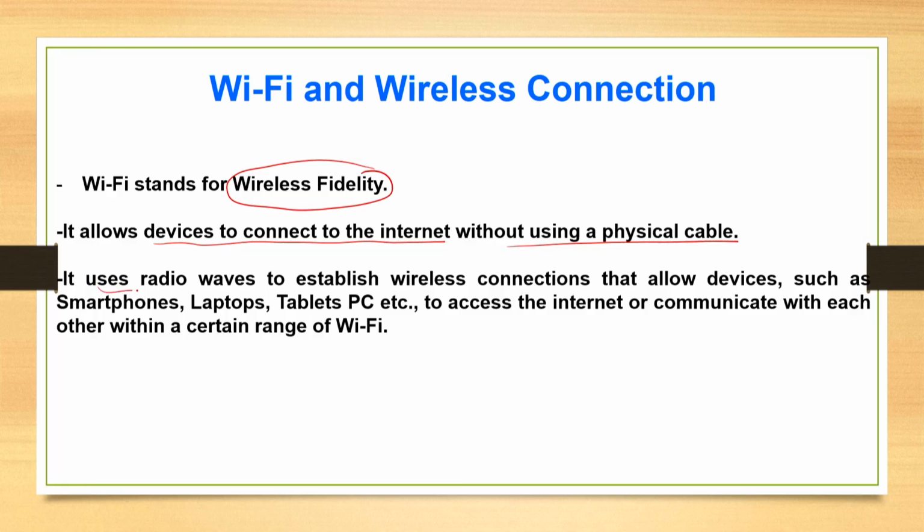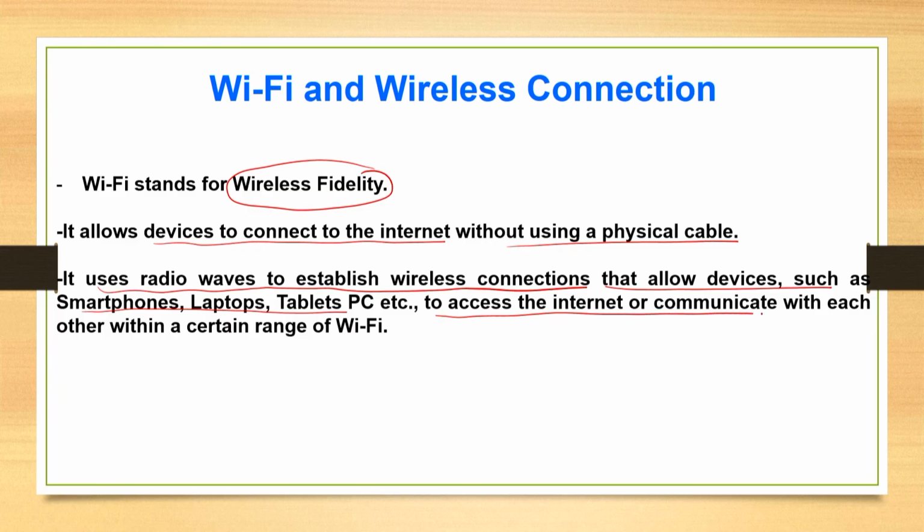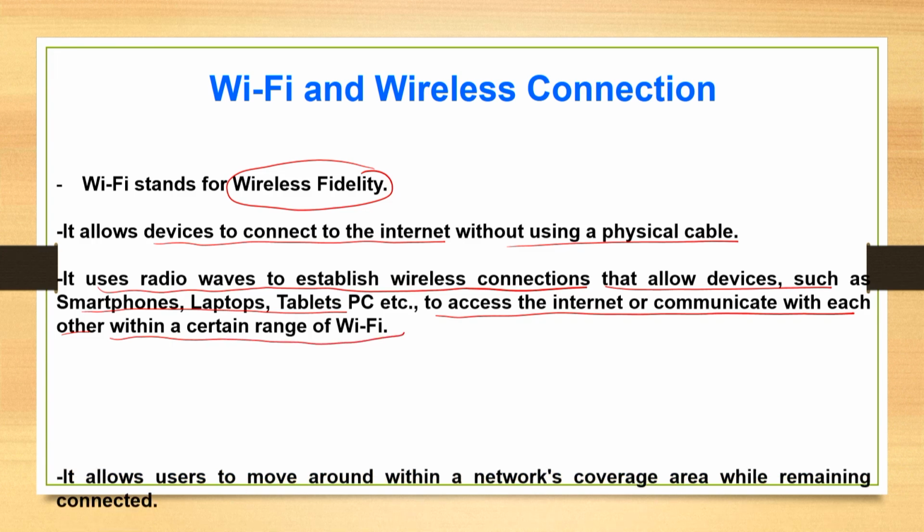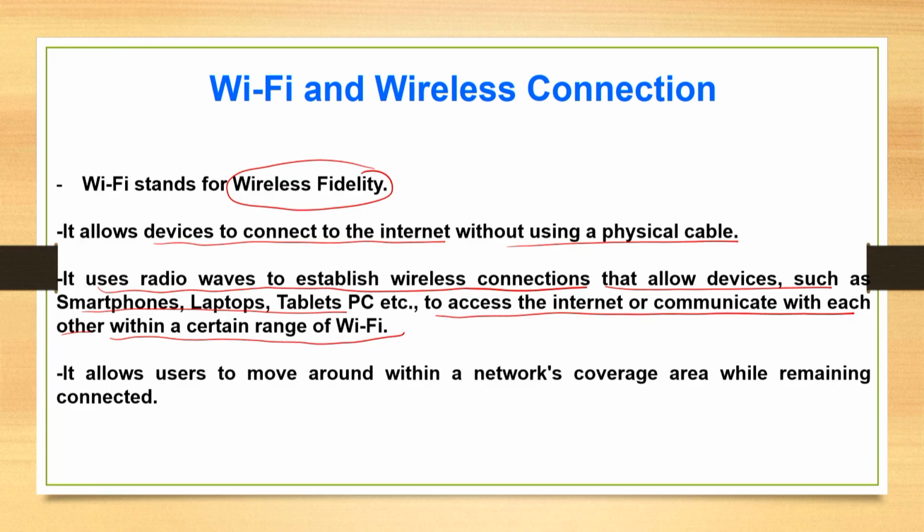Obviously, here it uses radio waves to establish the wireless connection, which allows users or devices to connect with each other. Means by using radio waves, the users can connect different devices, that is your smartphone, laptop, desktop or personal computers, to access the internet or communicate with each other. And obviously that should come within the range of Wi-Fi. It allows users to move around within the network coverage area while remaining connected.